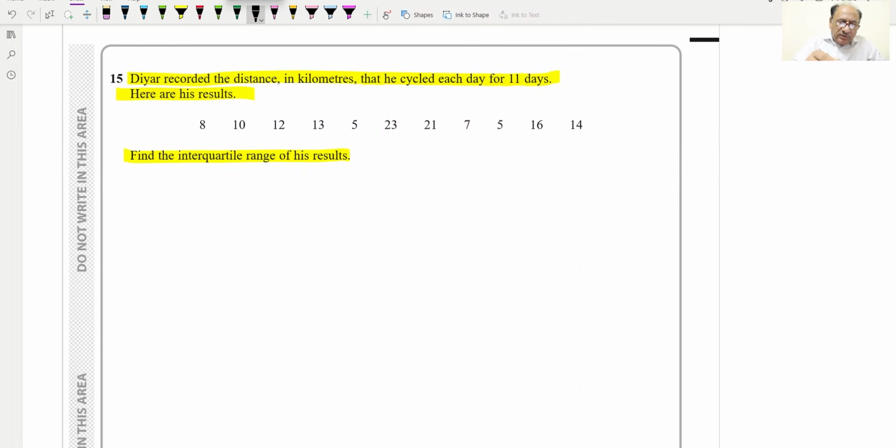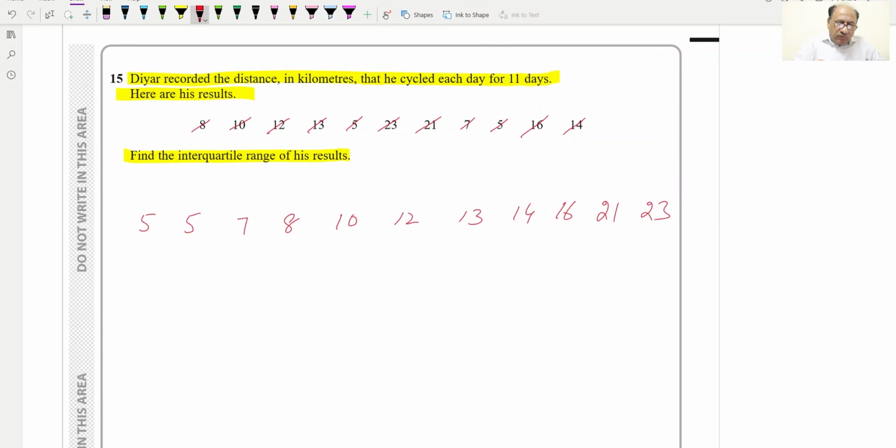For the interquartile range, first of all we need to arrange them. So 5, there are 2 fives, so I will write here 5 and 5. Then we have 7, so we can write here 7, and next we can write 8 and 10, and 12 and 13. Next we have 14 as well, 16 as well, and next is 20, and the last one is 21. So we have written all the numbers in ascending order.